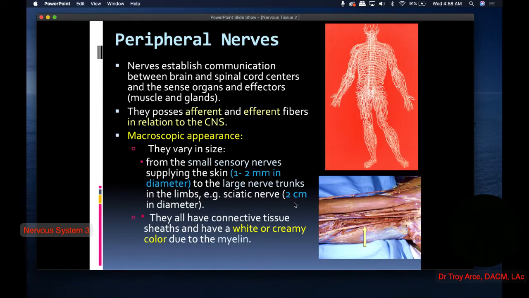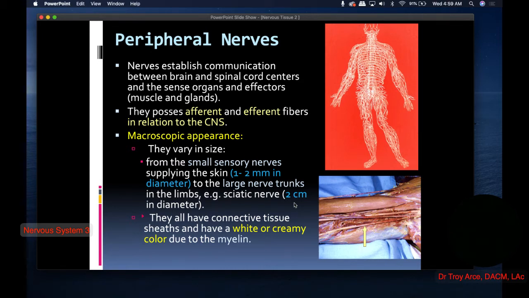So nerves establish communication between the brain and spinal cord centers and the sense organs and effectors, which are your muscles and glands. They possess afferent and efferent fibers in relationship to the central nervous system. So whenever we're talking about afferent, efferent, we're always relating it to the central nervous system. If it's afferent, it's coming from outside into the central nervous system, and if it's efferent, it's leaving the central nervous system to the periphery.